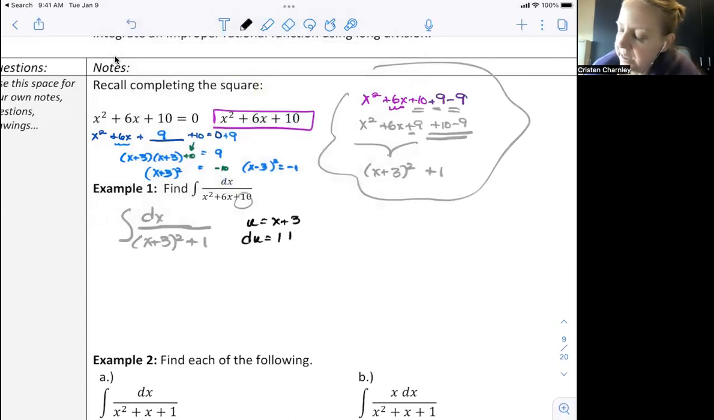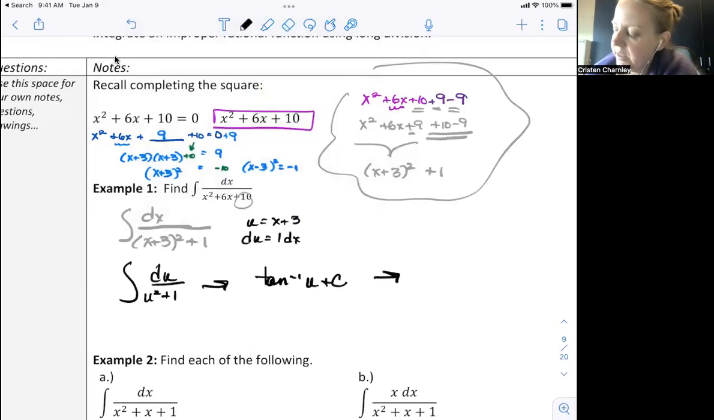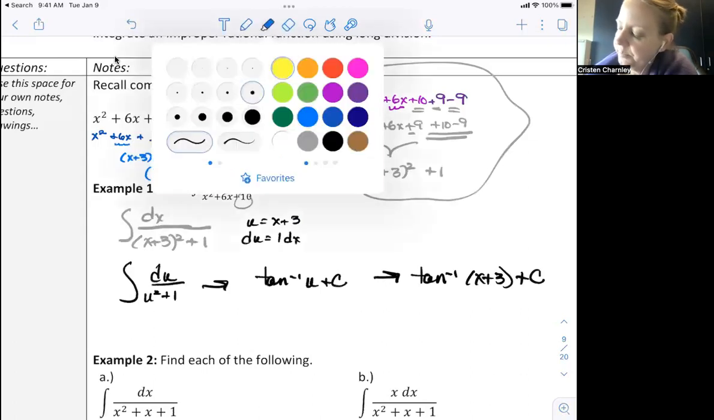du is going to be 1 dx. So when I rewrite this, this is du over u squared plus 1. You have to ask yourself, okay, where have you seen du over u squared plus 1? It's inverse trig. And in fact, it's inverse tangent. So this is inverse tangent of u plus c. And now I know u is x plus 3, so this is inverse tangent of x plus 3 plus c. And that is our solution.